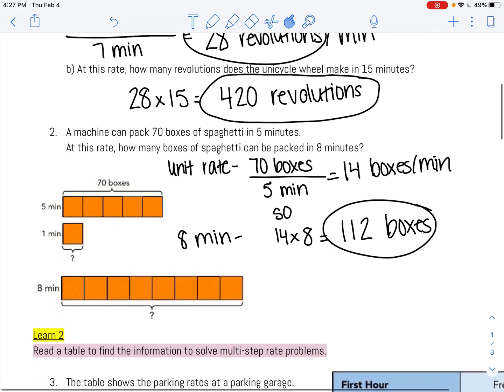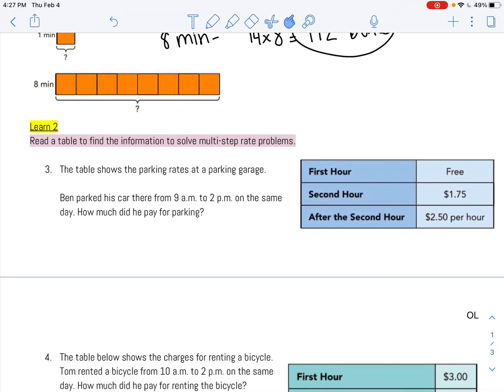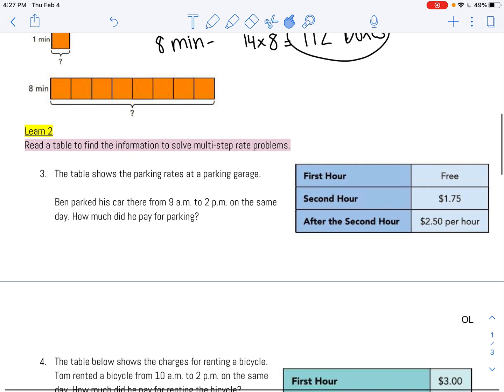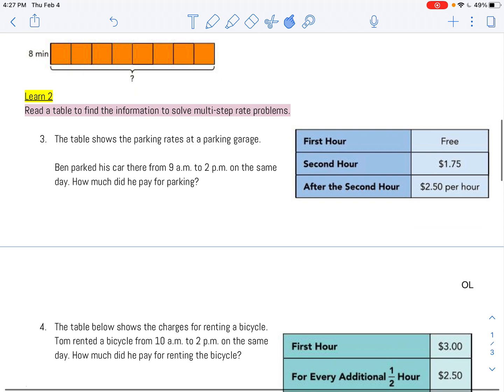Now looking at Learn 2. So being able to read a table to find the information to solve multi-step rate problems. So given the table off to the side, being able to solve the problem given the situation over here. So in problem number 3, the table shows the parking rates at a parking garage. Ben parked his car there from 9 a.m. to 2 p.m. on the same day. How much did he pay for parking?